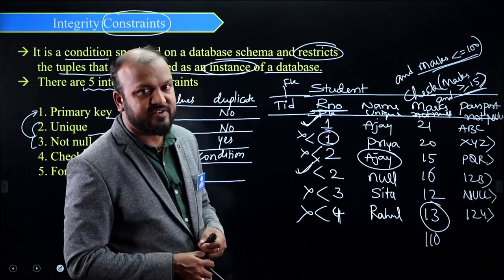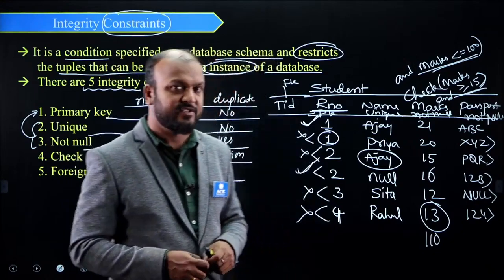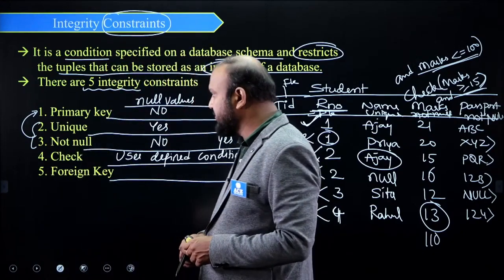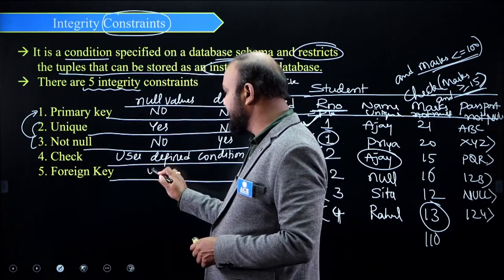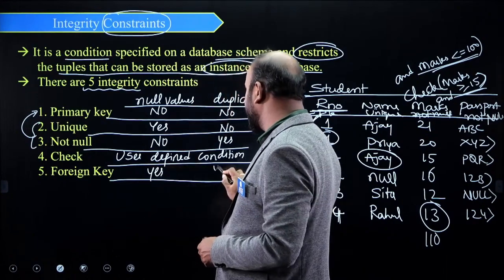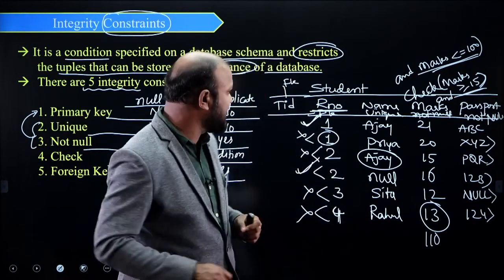It is called foreign key constraint. It is also called referential integrity constraint. And what is the property for the foreign key constraint? Will it allow null values? Yes. And will it allow duplicates? Yes. Let us take an example.